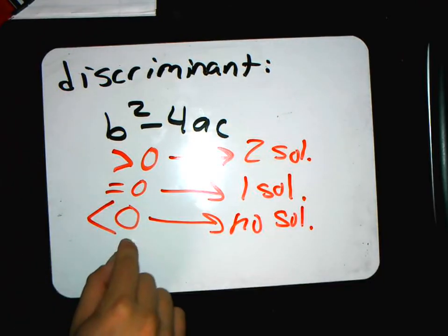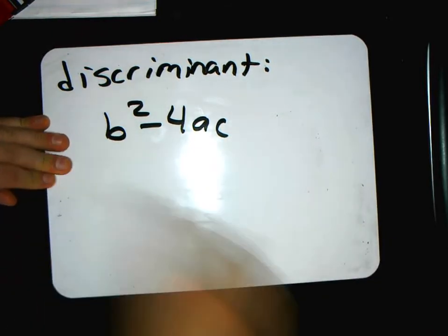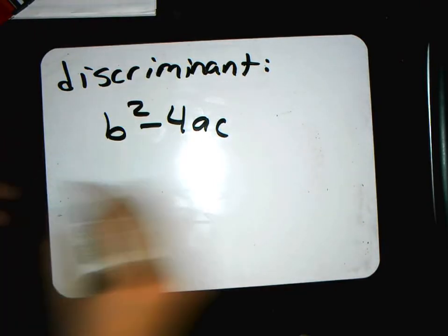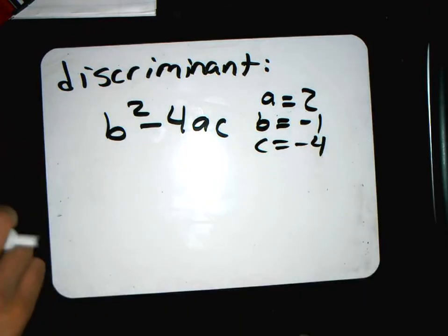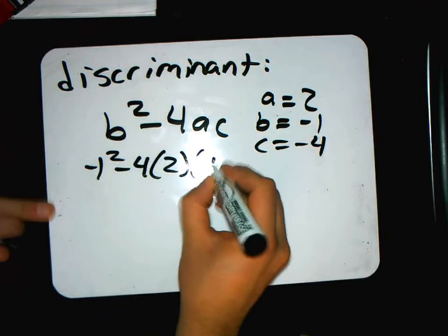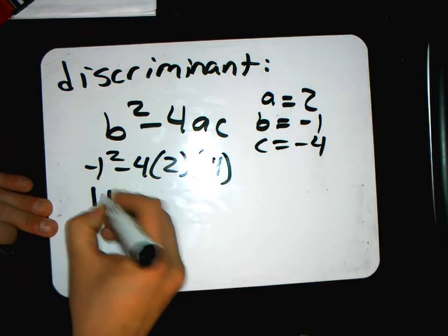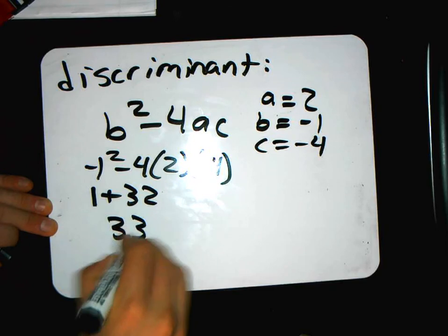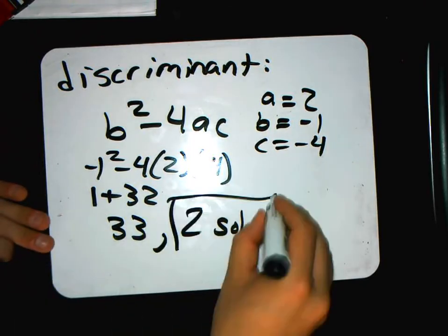The reason we would have no solutions if it's less than 0 is that you cannot take the square root of a negative number. That does not give us a real answer. So let's go back to our original example and see if we can prove that we get two answers using our discriminant. Remember, our a value was 2, our b value was -1, and our c value was -4. I'm going to plug everything into my discriminant, which is -1 squared minus 4 times 2 times -4. -1 squared is 1. -4 times 2 times -4 is a positive 32. And 1 plus 32 is a positive 33. Since this is a positive number, we can therefore claim that this quadratic equation will give us two real solutions.